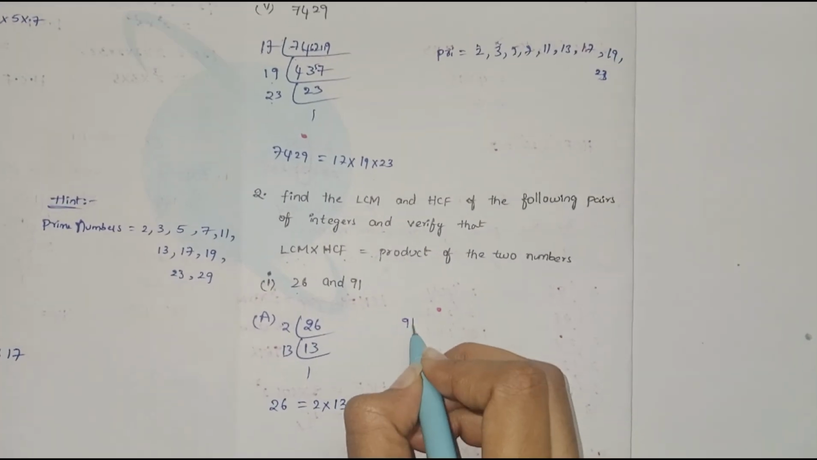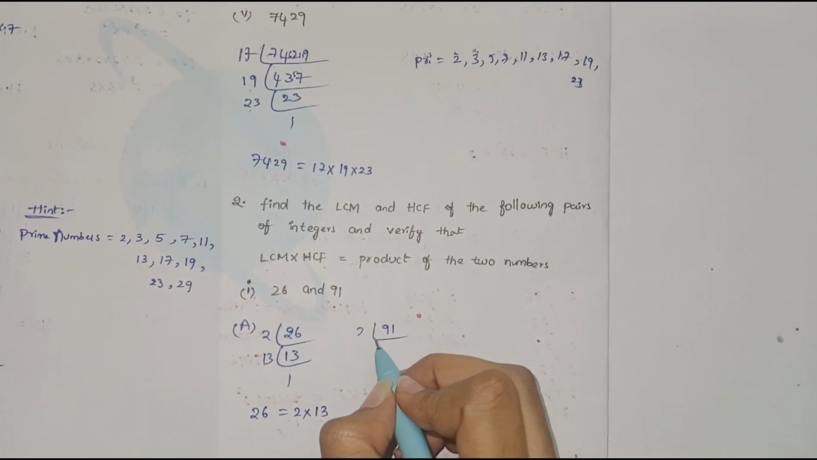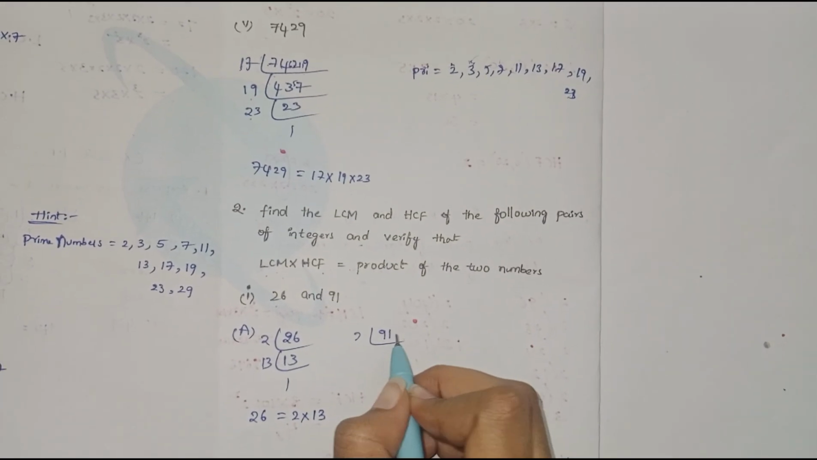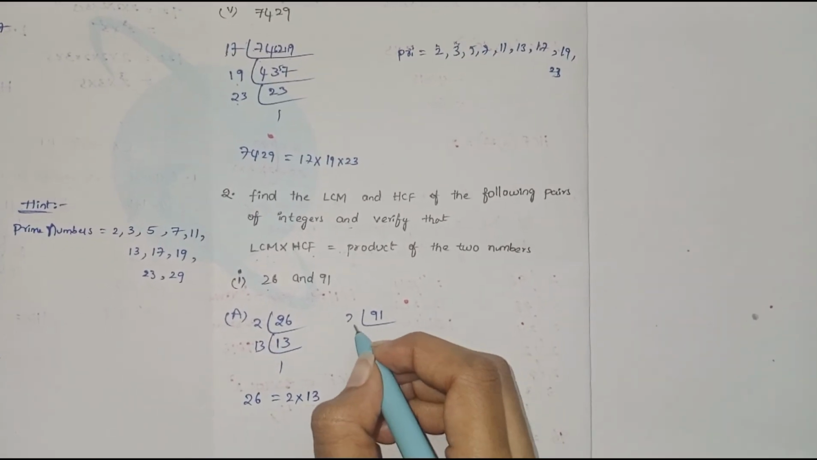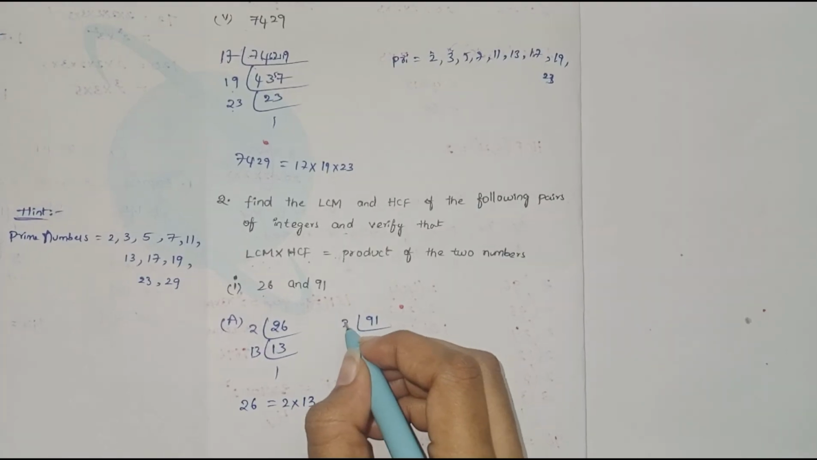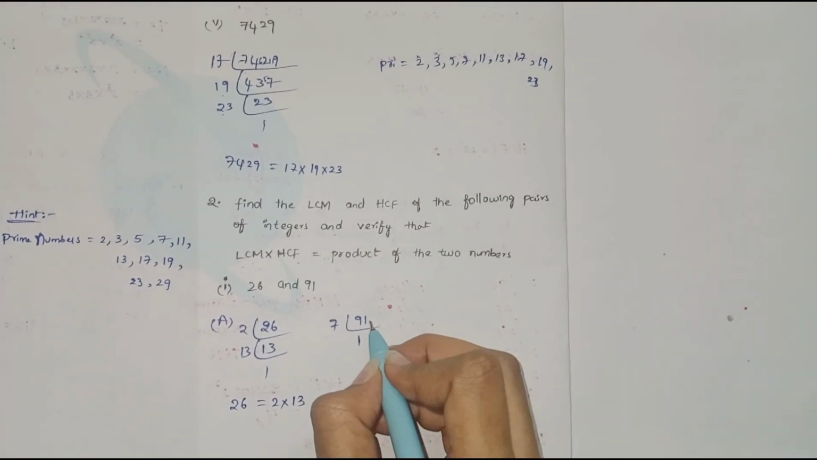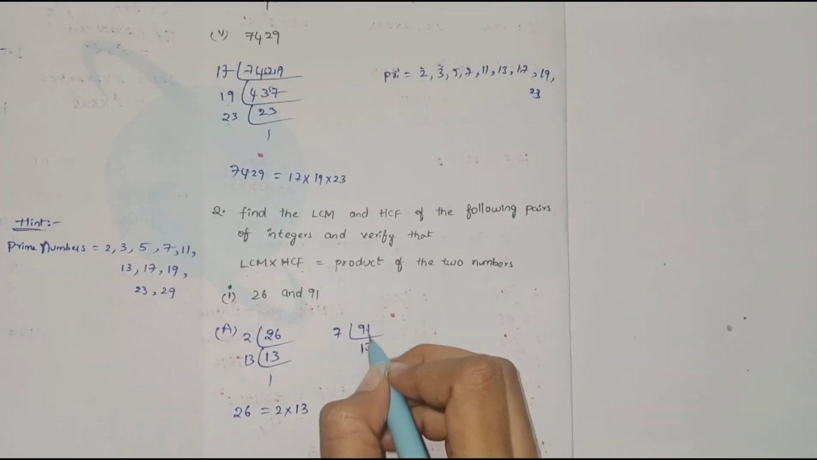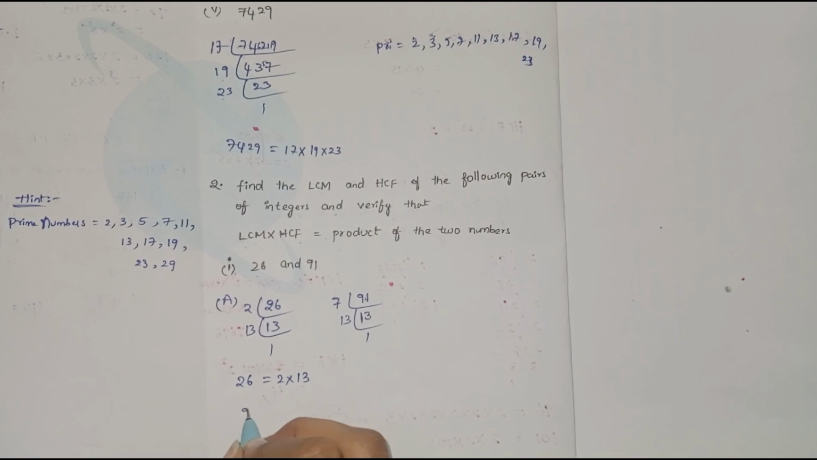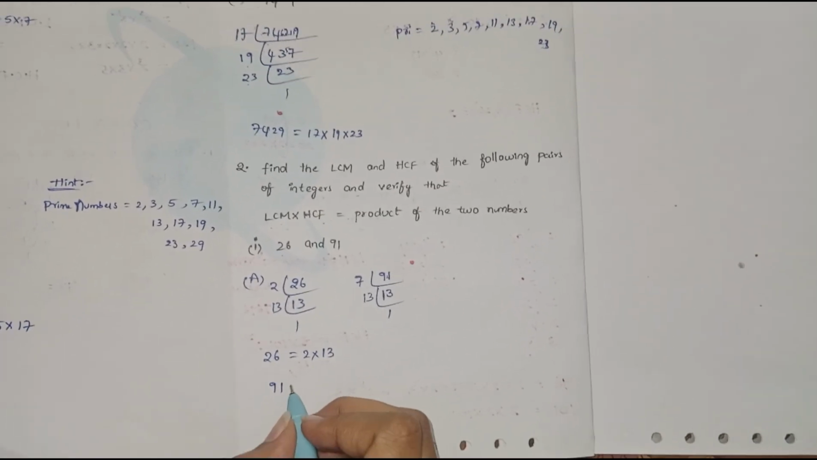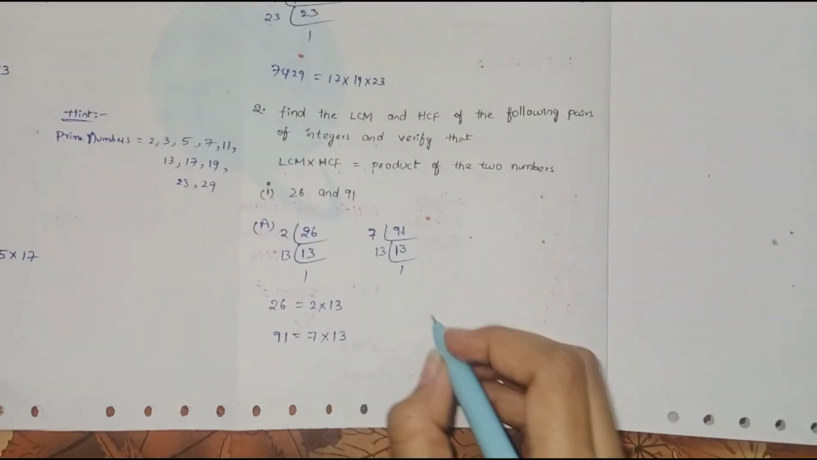Next, find prime factorization for 91. 2 is not possible. Next, 3. 9 plus 1, 10. 10 is not possible. Next, 5 is not possible. 7. 7 ones. 7 may be possible. 7 ones. 9 minus 7, 2. 7 threes 21. 7 thirteens 91. What are the prime factors for 91? 7 into 13. Next, find LCM.